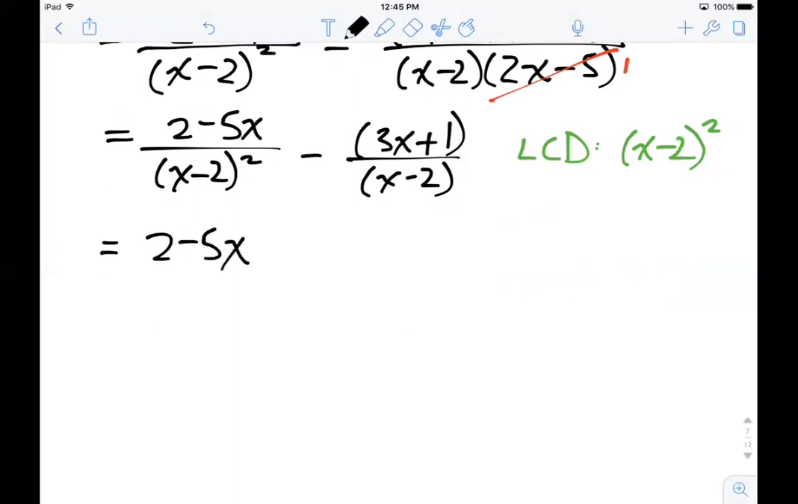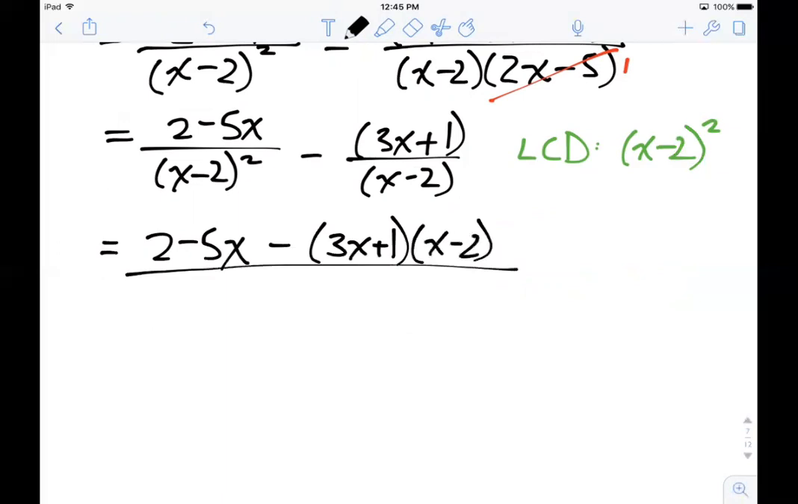Because the first one's just multiplied by 1, I'm not even going to write a 1. I'm just going to say that it's 2 minus 5x. But now the 3x plus 1 has to be multiplied by an extra factor of x minus 2. And as long as I do that, then I have the entire thing over a single common denominator of x minus 2 squared, or two factors that are each x minus 2.